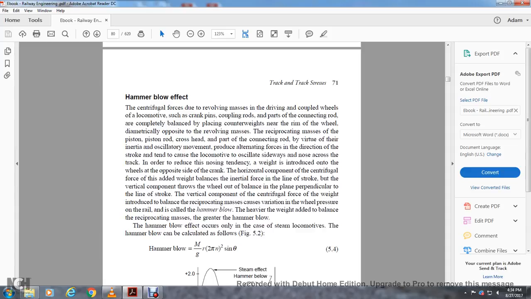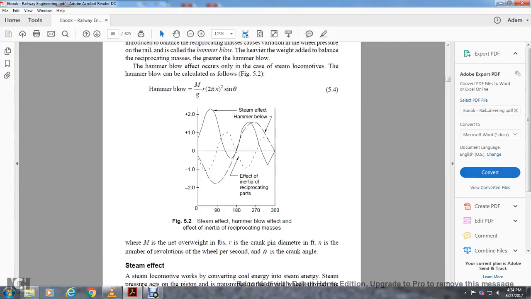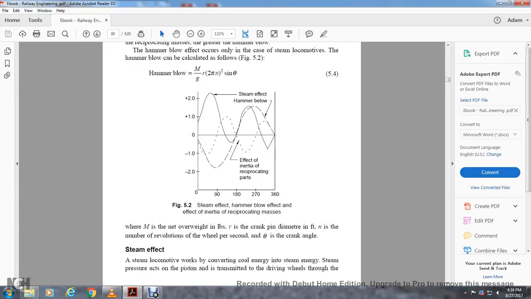The hammer blow effect occurs only in the case of steam locomotives, and the hammer blow can be calculated as in figure 5.2. Hammer blow equals M over g, R, 2 pi n squared sin theta, where M is the weight in pounds, R is the crank pin radius in feet, n is the number of revolutions of the wheel per second, and theta is the crank angle. Figure 5.2 shows the steam effect, the hammer blow effect of the reciprocating mass, the hammer blow, and the effect of the reciprocating parts.